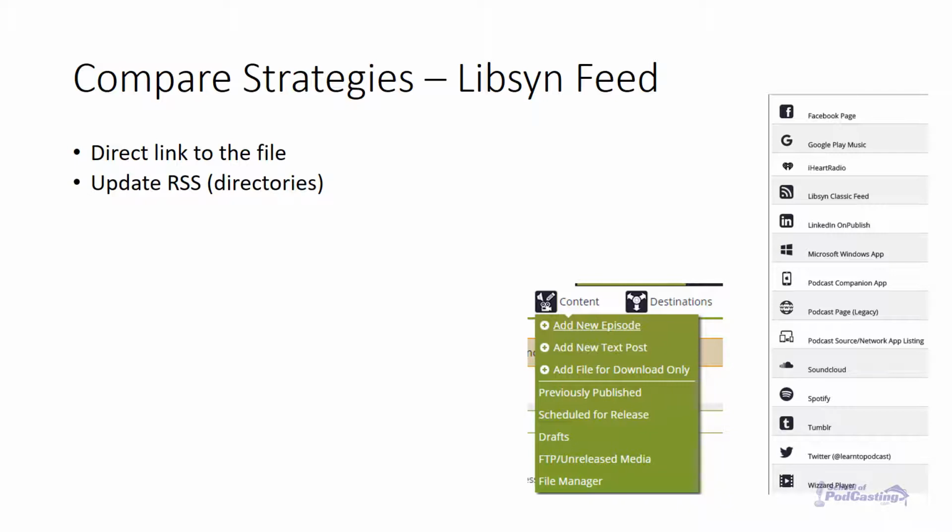So what that's going to do is, again, update iTunes, Stitcher, Pocket Cast and Overcast, and all the directories that use your RSS feed, just like the file for download only does. But here are the additional things that you get with Libsyn, and these are going to happen automatically.